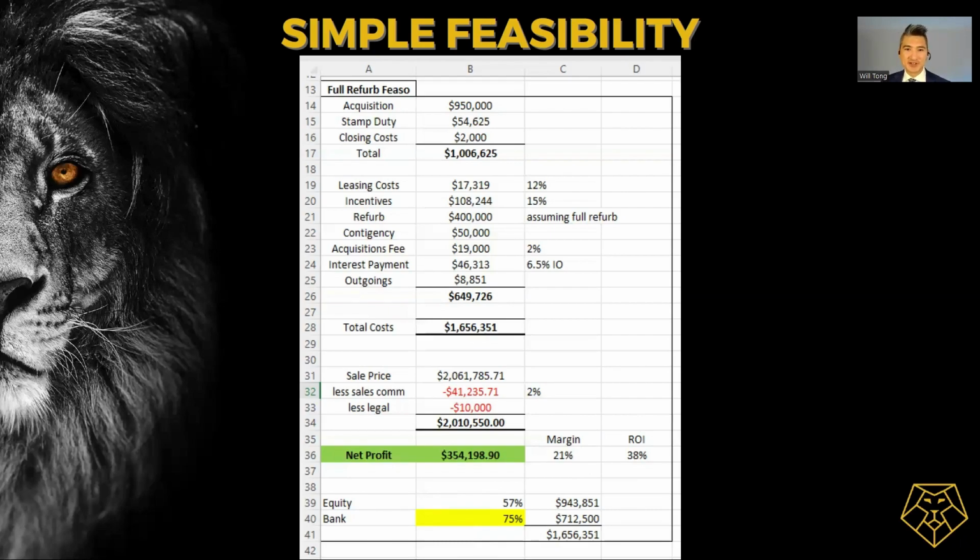Okay, so like I said, this is just an example, but it gives you a really simple framework to very quickly work out whether a project is viable or not.